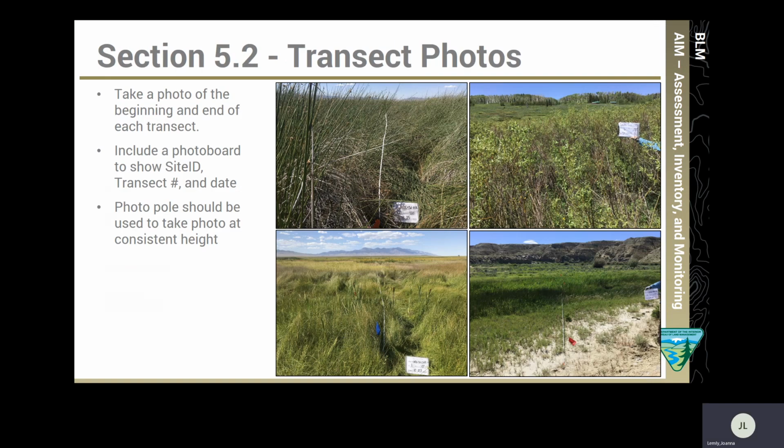I'll also say a few things about transect photos now, because we take photos at both the start and the end of each transect while laying out transects. These photos should include a photo board to show the site ID, the transect number, and the date. Photo poles should be included when possible to take the photo at a consistent height. Some of these photos were taken before we established the rule about the photo pole.